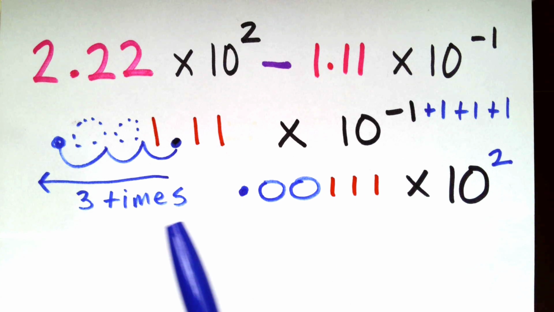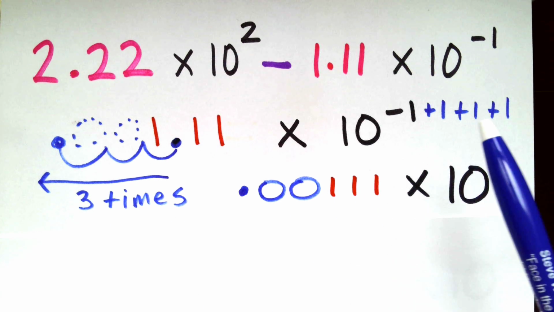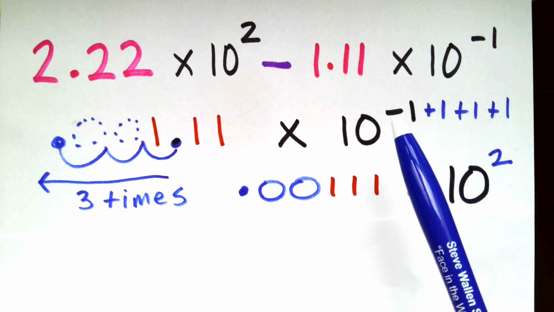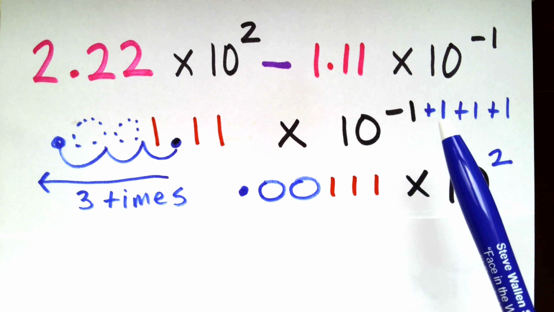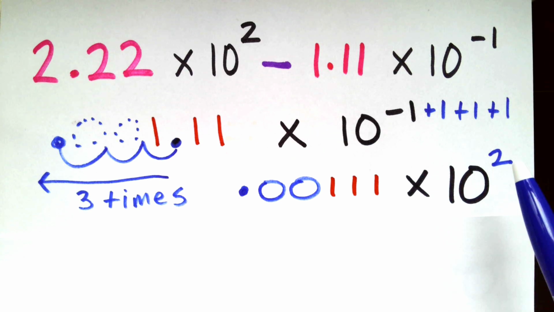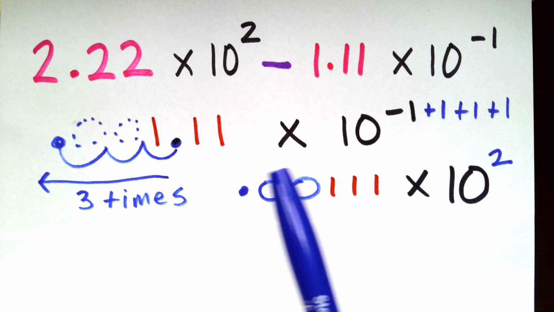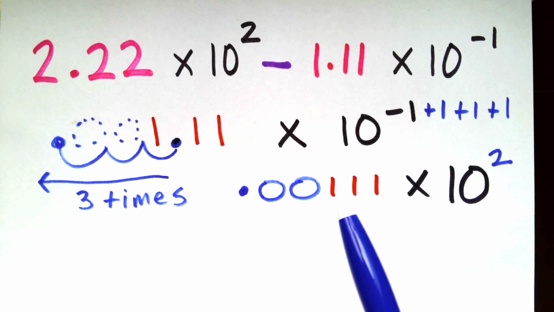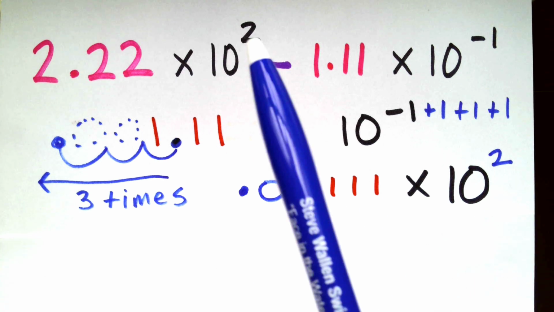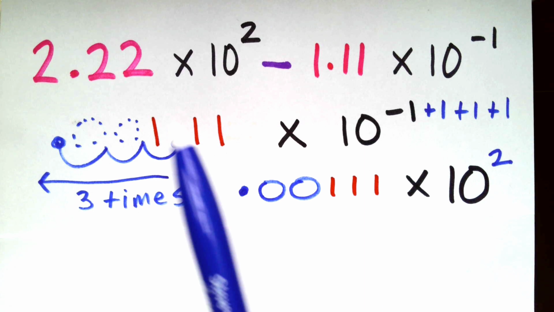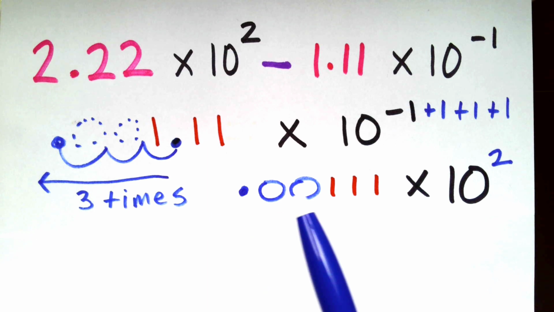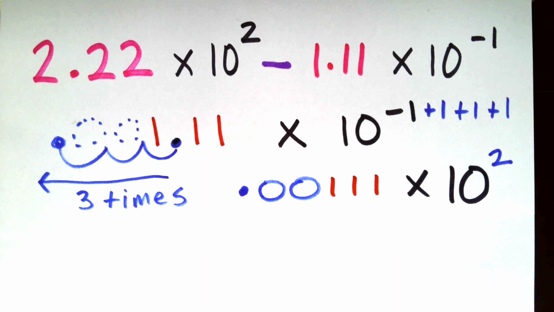creating a new coefficient of 0.00111. And because I moved it 3 times to the left, I can add 3 to this exponential power of negative 1. So negative 1, you owe me $1, plus a positive 1, you give me the $1 back, you're back to 0. 1 plus 1 is 2. So now we have a new coefficient of 0.00111. We're going to stack up these values since we have the same base and the same exponential power of 2. I can stack up, keeping the decimals lined up, 2.22 minus 0.00111. I'd like to show that to you now.